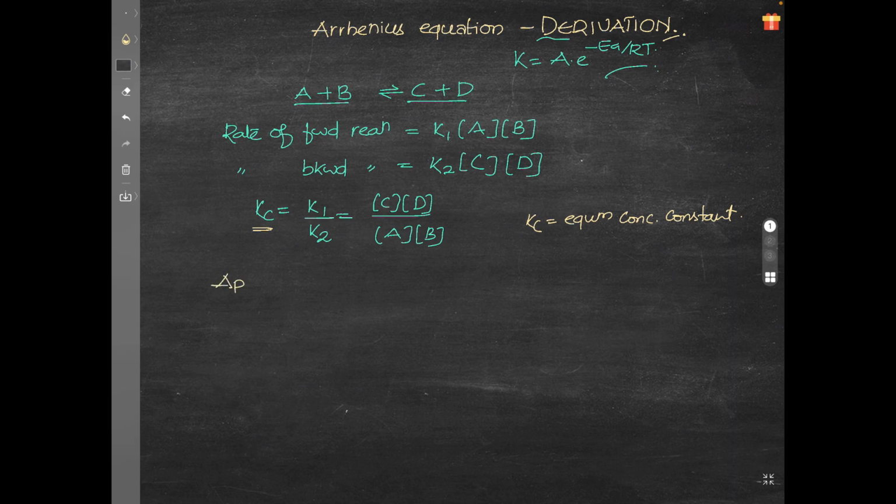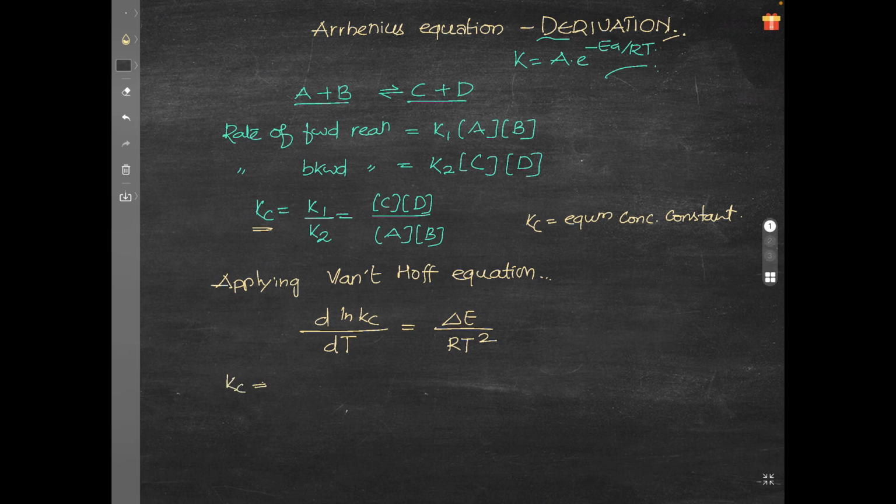Now here we are applying the Van 't Hoff equation. What is the Van 't Hoff equation? d ln Kc by dT is equal to delta E by RT square. Now the Kc value we are taking from this expression. Let us say this is expression 1. From equation 1, we take the Kc value and put it here.